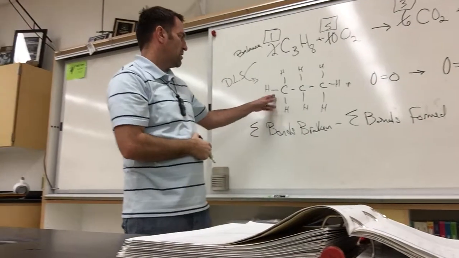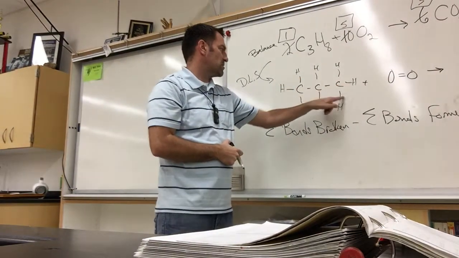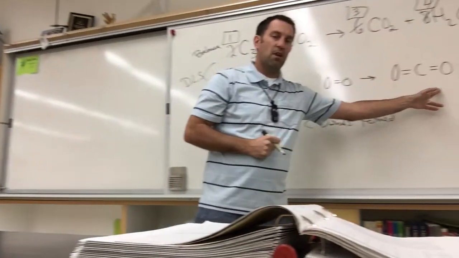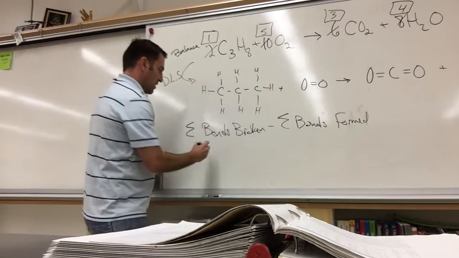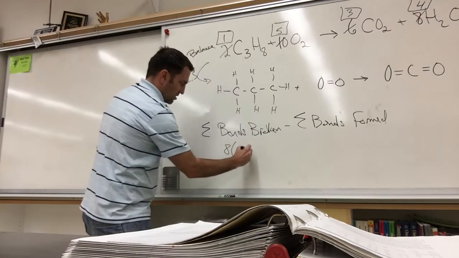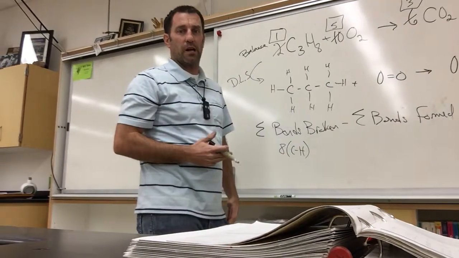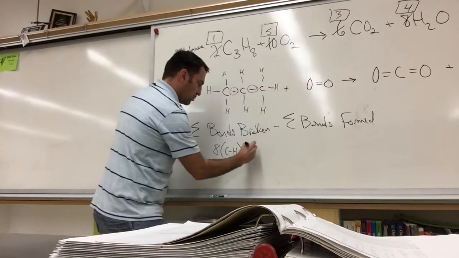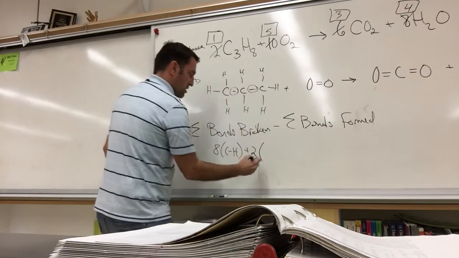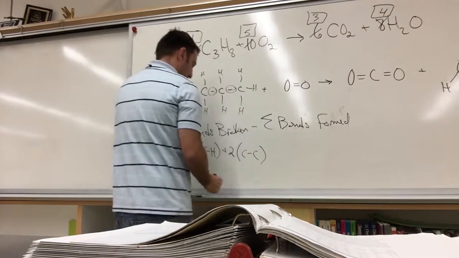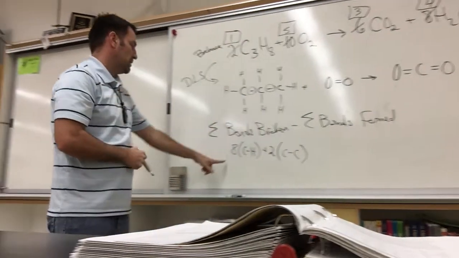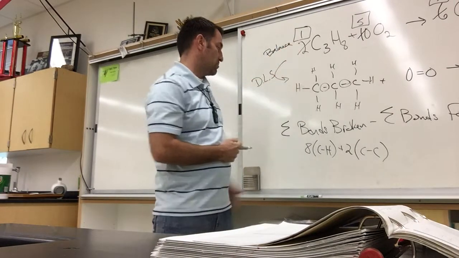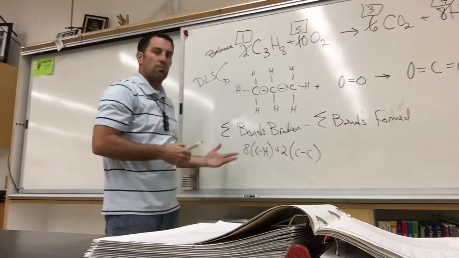All right, so I look over here. I have 1, 2, 3, 4, 5, 6, 7, 8 C to H bonds. Over here, I have none. So in every one of these, I'm going to have 8 CH bonds that I'm going to break. I also have 2 C to C bonds. All right? And then in reality, I would have to look up here. And since there's a 1, we're just going to leave it that way.